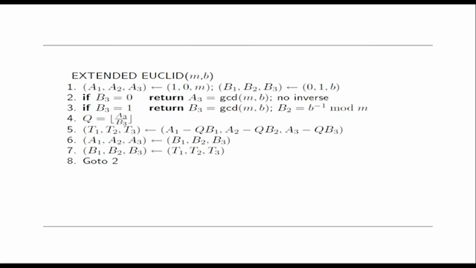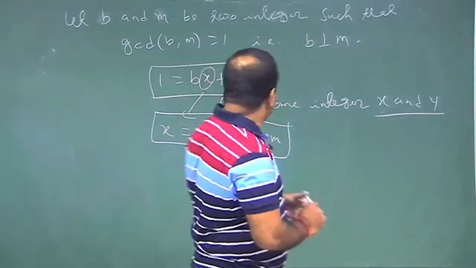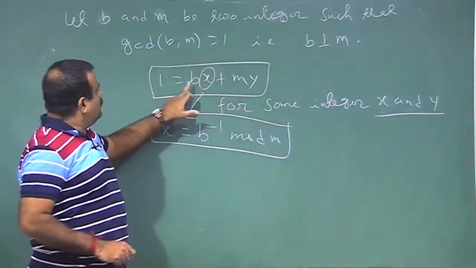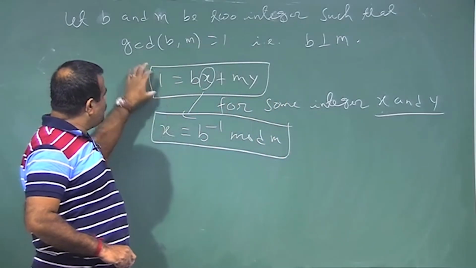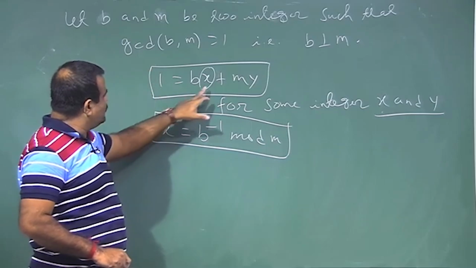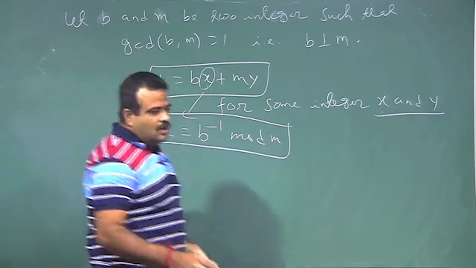Once we get that the GCD is 1, that means B3 is 1, then B2 will give us the inverse. So, B2 is basically the x; we are maintaining x over here. So, this B2 will give us the x. Finally, this is B3, and if it is 1, then the GCD is 1 and the inverse exists. So, this is B2. Okay.